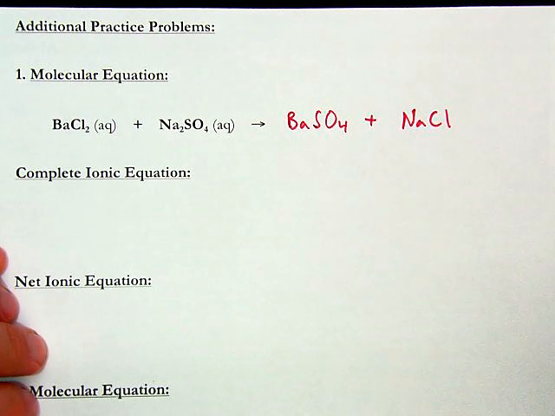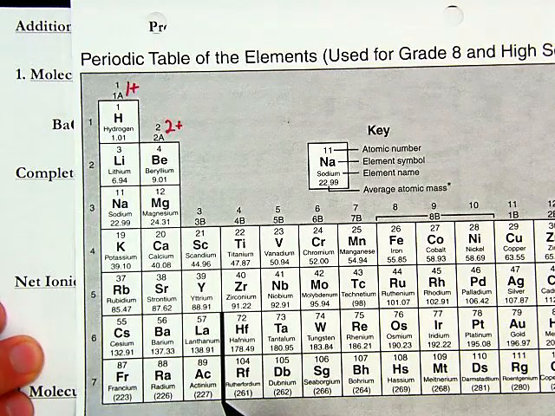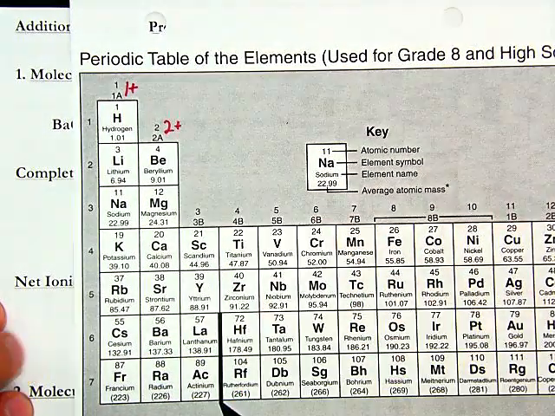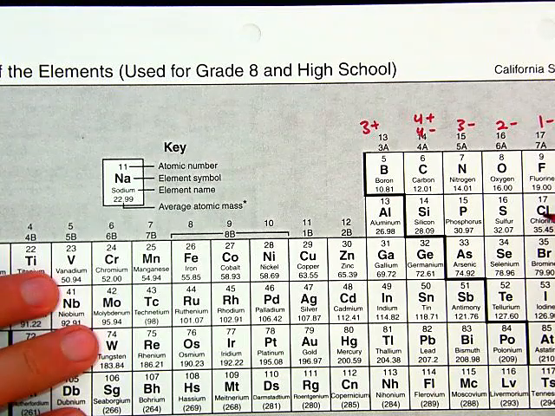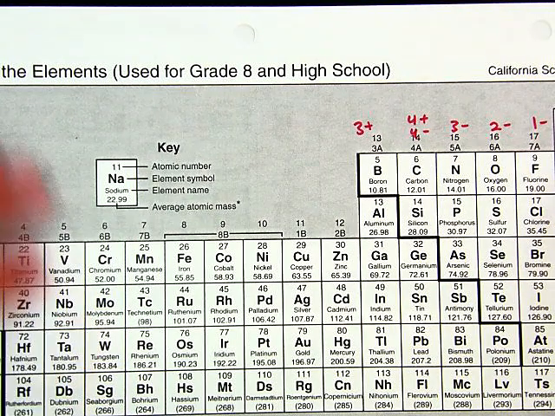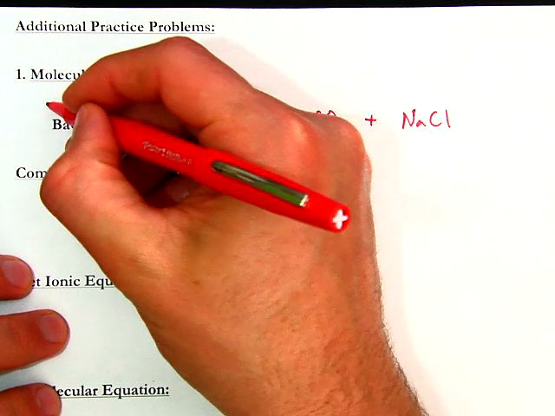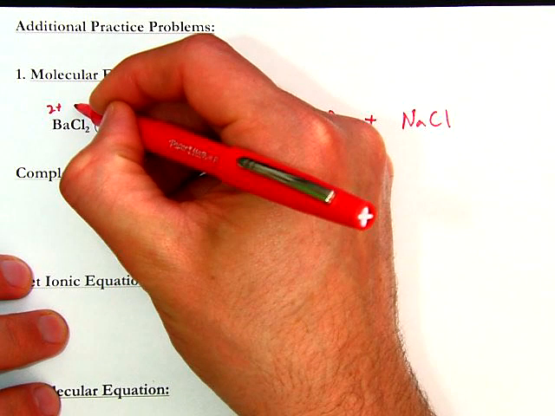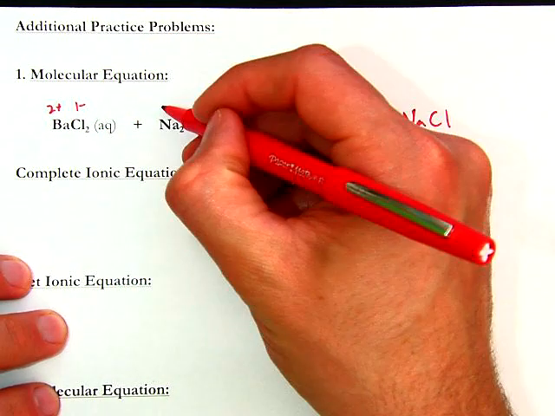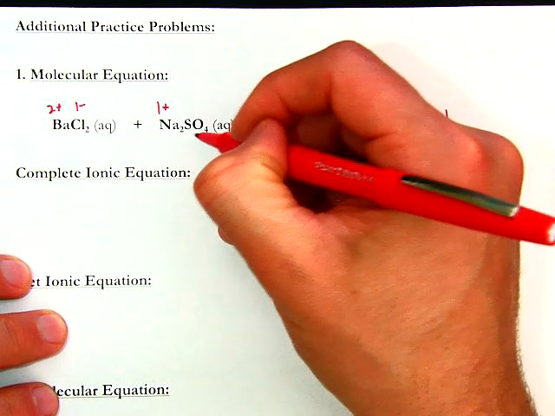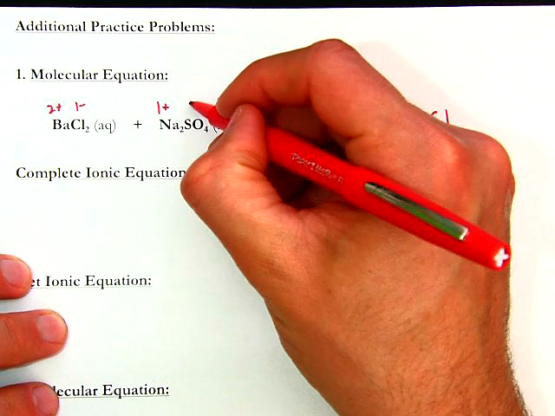Now, looking on our periodic table, barium is in column 2A, so that means it's positive 2. Chlorine is in column 7A, that means it's negative 1. So I'm just going to go down and jot the charges of these. So barium is positive 2, chlorine is negative 1, sodium is positive 1, and SO4, sulfate, is a polyatomic ion. It's negative 2.